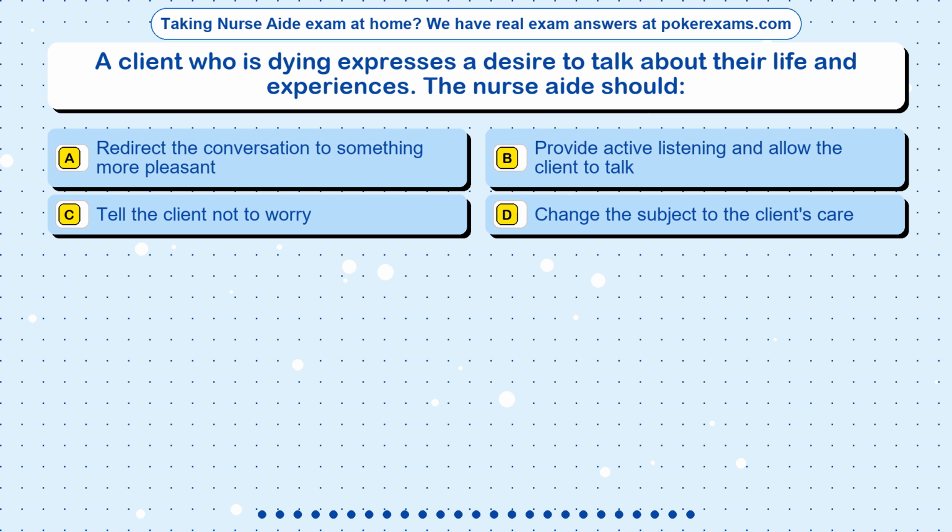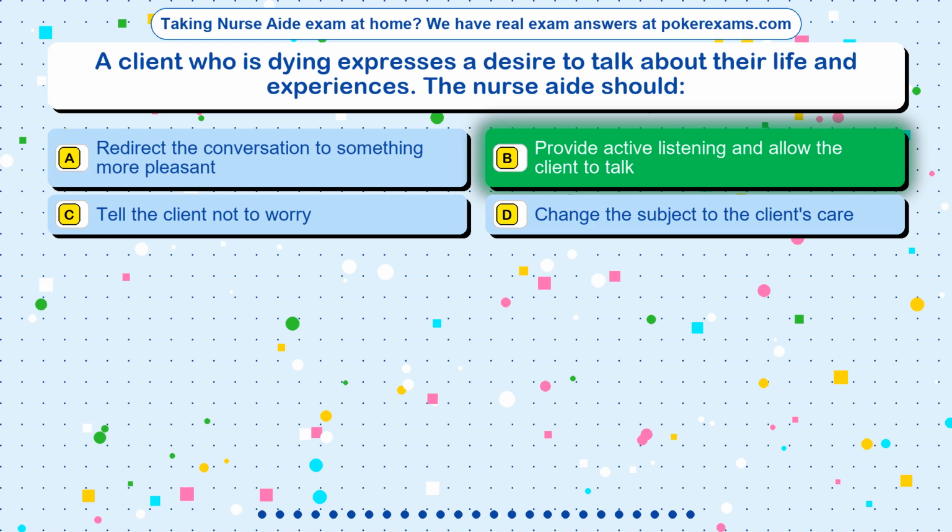Question 24. A client who is dying expresses a desire to talk about their life and experiences. The nurse aide should: Option A. Redirect the conversation to something more pleasant. Option B. Provide active listening and allow the client to talk. Option C. Tell the client not to worry. Option D. Change the subject to the client's care.